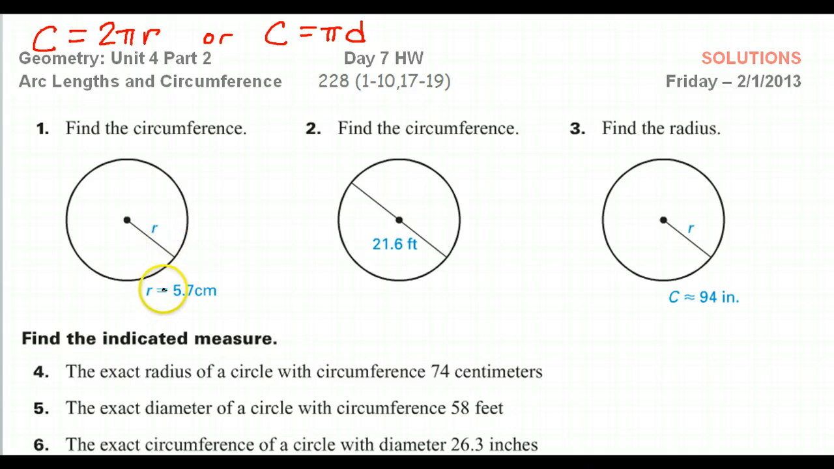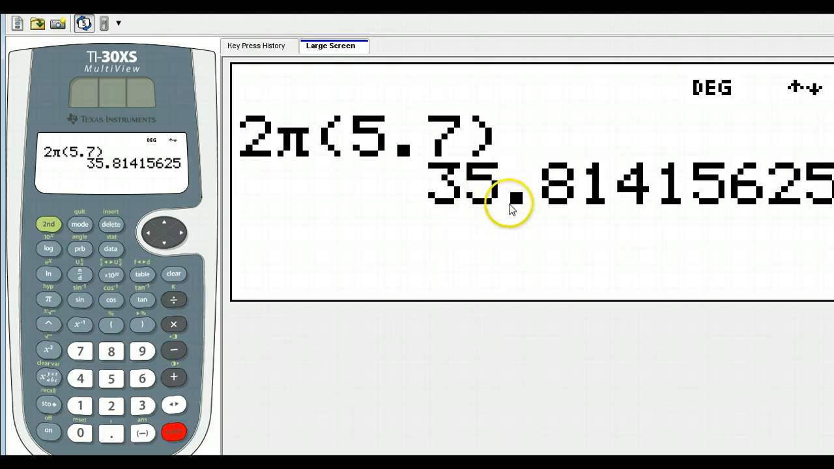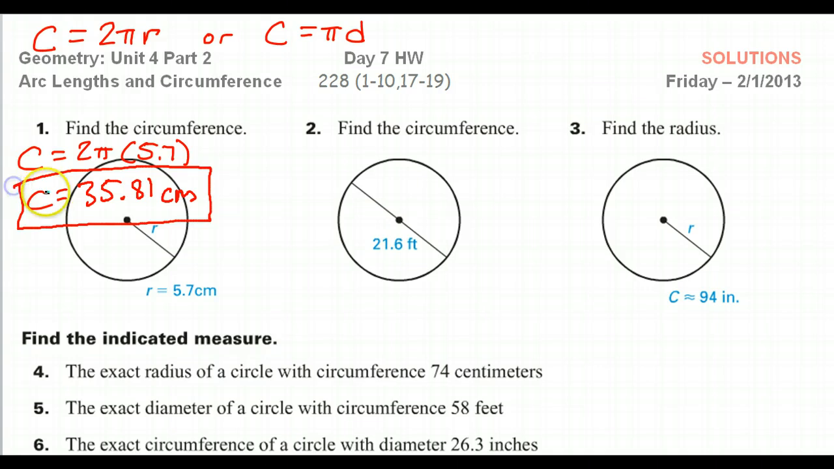For number 1, we are given the radius, so let's use this one. We will have circumference equals 2 pi times 5.7. Just put that into your handy dandy calculator. You get 35.81 centimeters. Don't forget your units. So that is the answer to number 1.